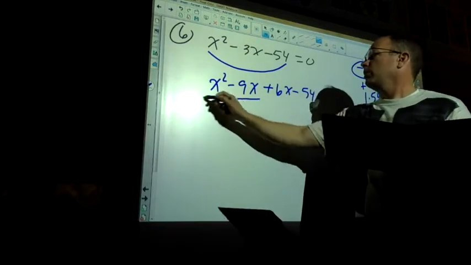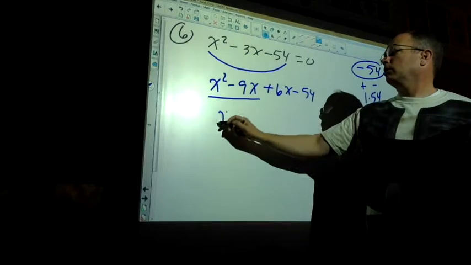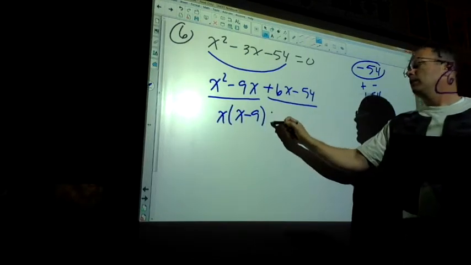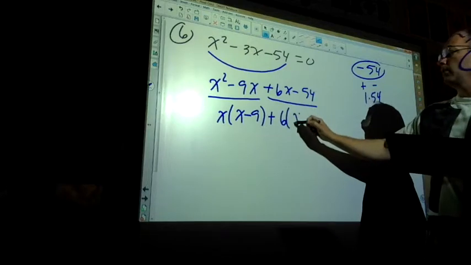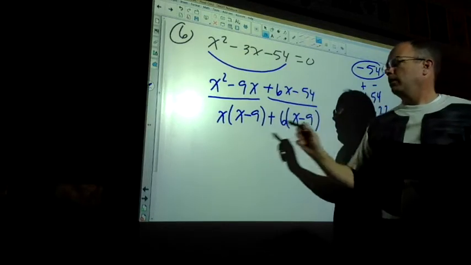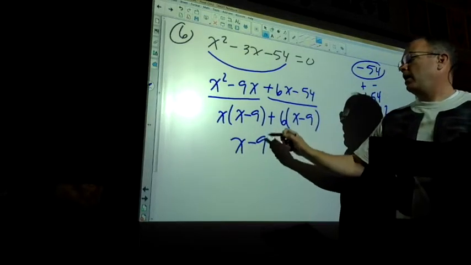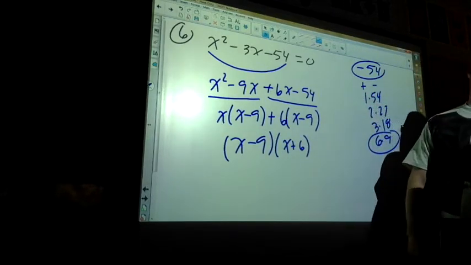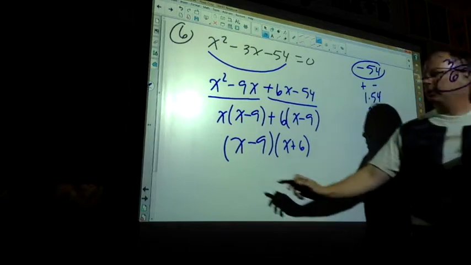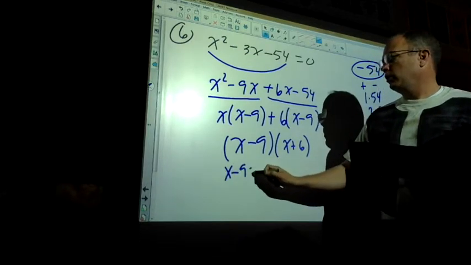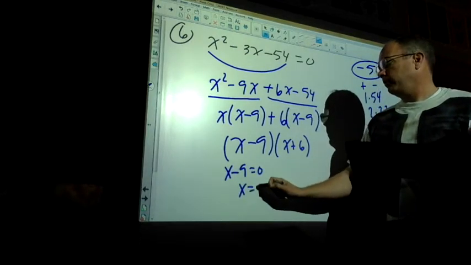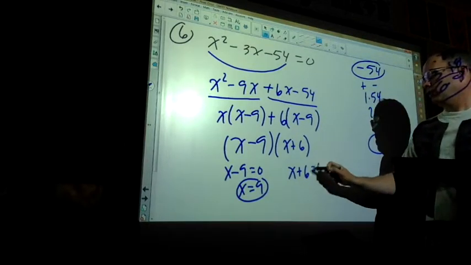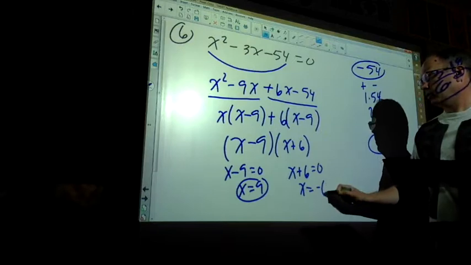What do I have in common there? X. That's x minus 9. What do I have in common here? 6. All right. X minus 9 and x plus 6. Am I done at this point? No, I need to solve it. So I'm going to put x minus 9 equals 0. So x equals 9. X plus 6 equals 0. So x equals negative 6.